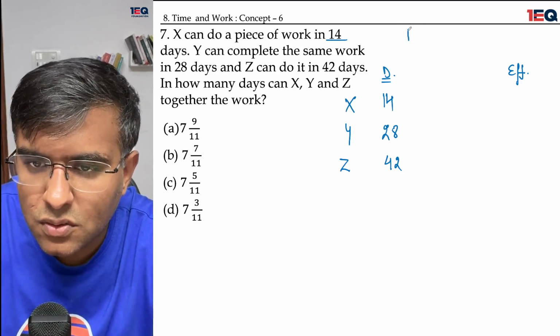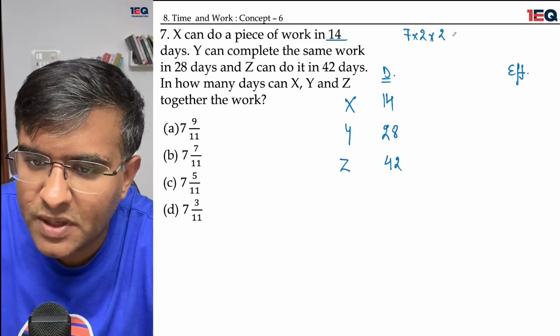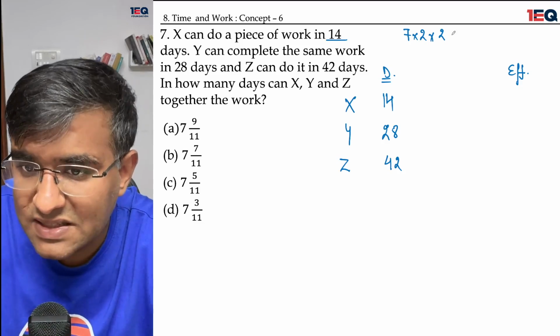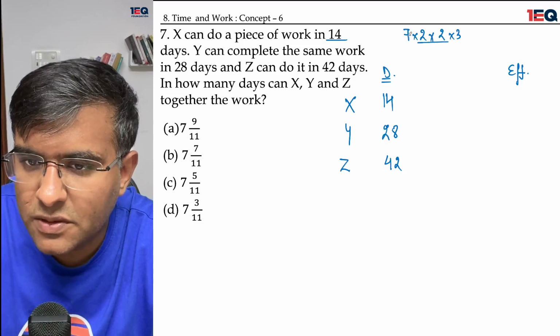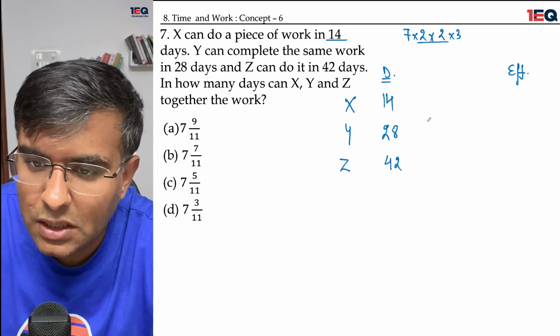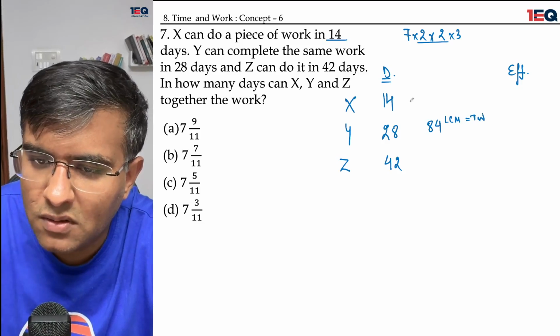So 14 comes with 7 multiplied by 2. 7 multiplied by 4 makes it 28. Now 7 sixes are 42. So I have 4, 4 sevens are 28, 28 threes are 84. This gives me 84 as my LCM. My LCM is also equal to my total work.